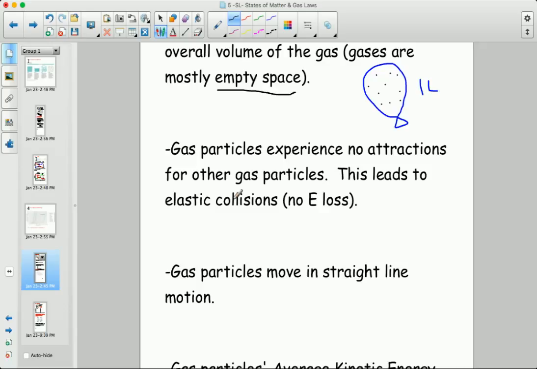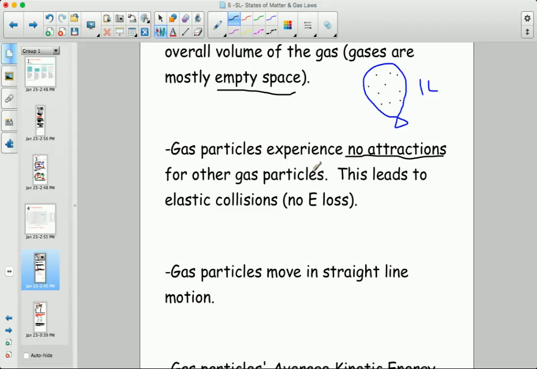Gas particles experience no attractions for other gas particles, which leads to elastic collisions. So when they bump into each other, they don't lose any energy. Really, net, the energy is all conserved in their motion, and they bounce off. So the assumption is that the gas particles have no attractions for other gas particles.